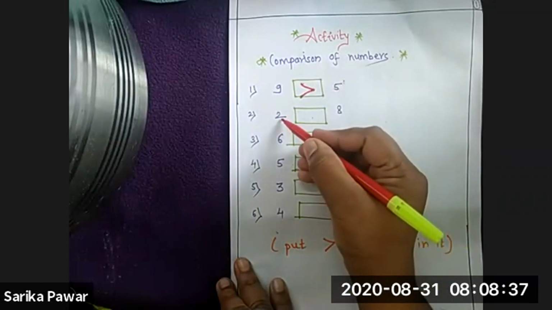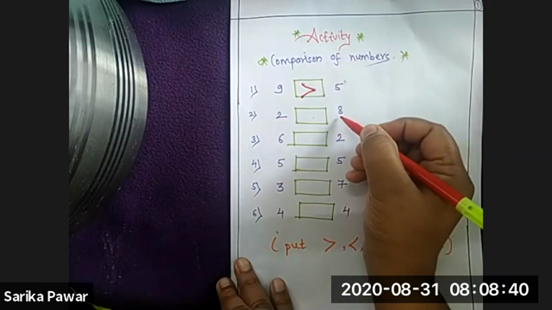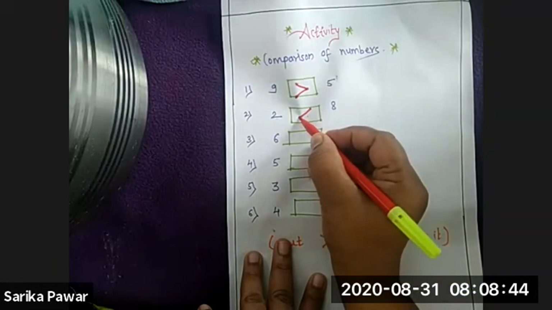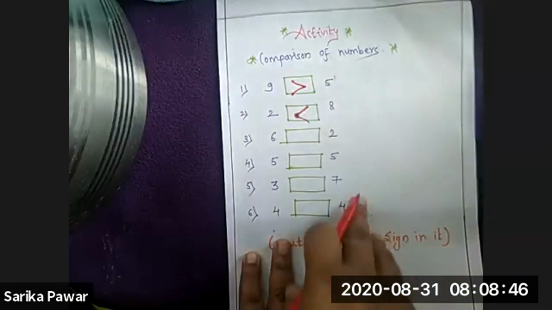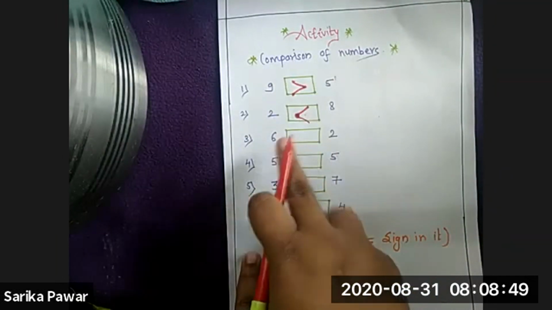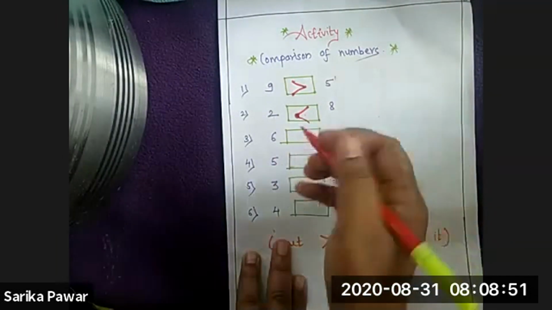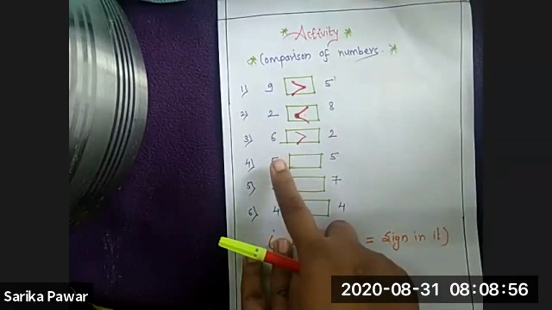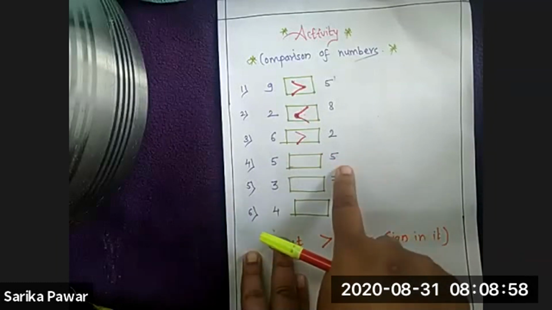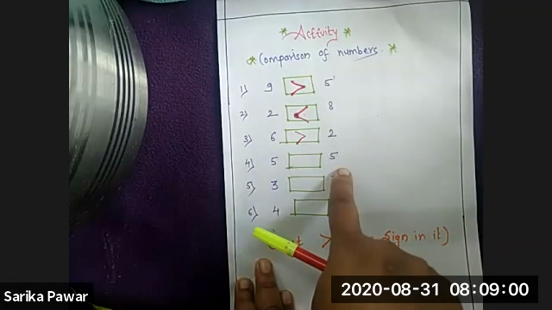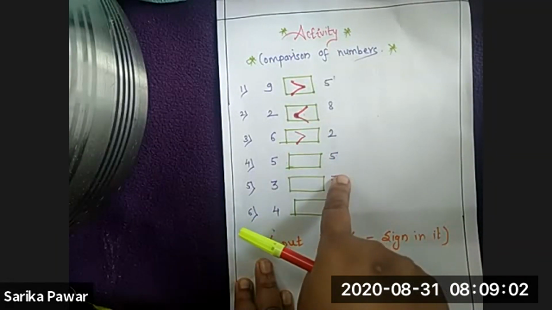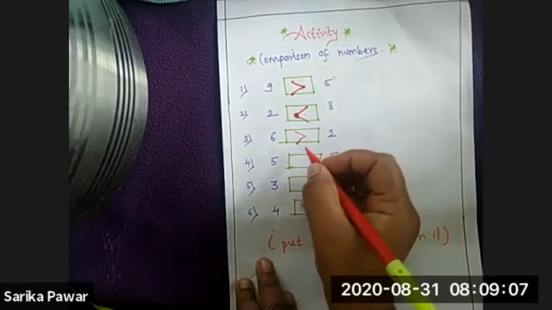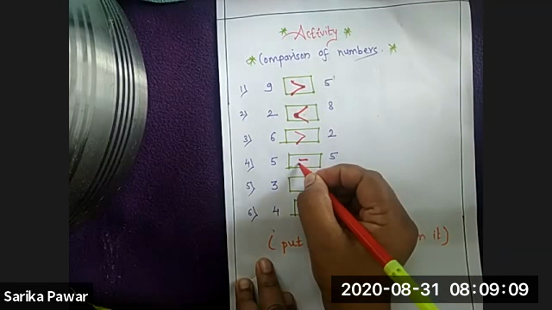After that, see here, 2 and 8. So 8 is greater than 2. Next, 6 and 2. 6 is greater than 2. Next, 5 and 5. Now see here, 5 and 5 means both numbers are the same. So here, no smaller, no greater. Both numbers are equal. So I will put the equal sign here.